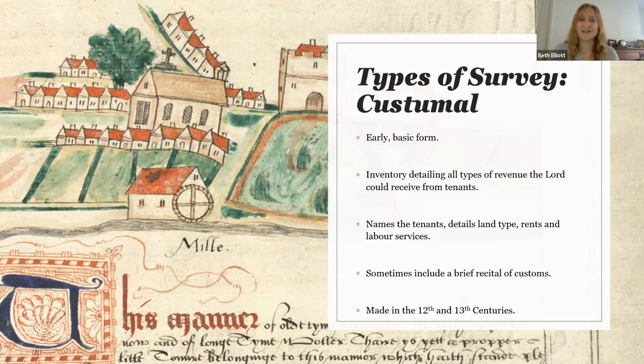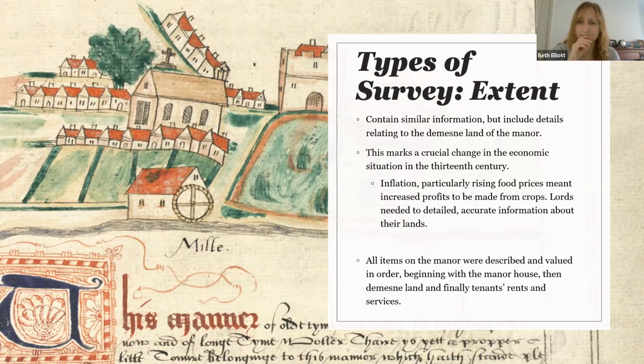When we think about very early surveys, they can be quite basic, but I don't think that's a bad thing if you're new to manorial research, because obviously the earlier we get, we're going to be looking at Latin and secretary hand. But early surveys, sometimes referred to as custumals, around the 12th to 13th century, really focus on the revenue that the lord could make from their tenants. So in these early records, we tend to see more emphasis on the tenants themselves, the land type, rents and labours. We sometimes get a brief recital of the customs. So there can be some interesting information to be pulled from these.